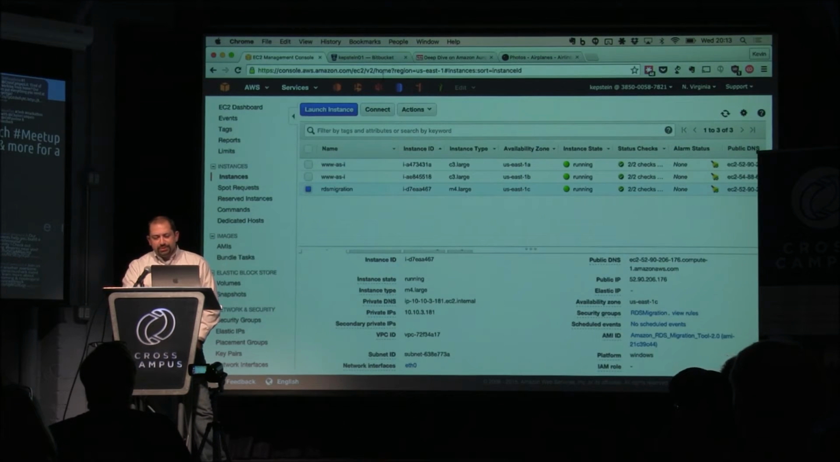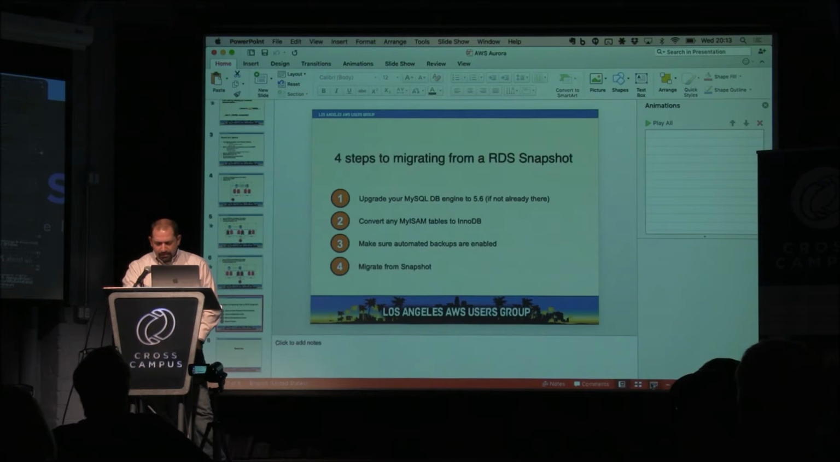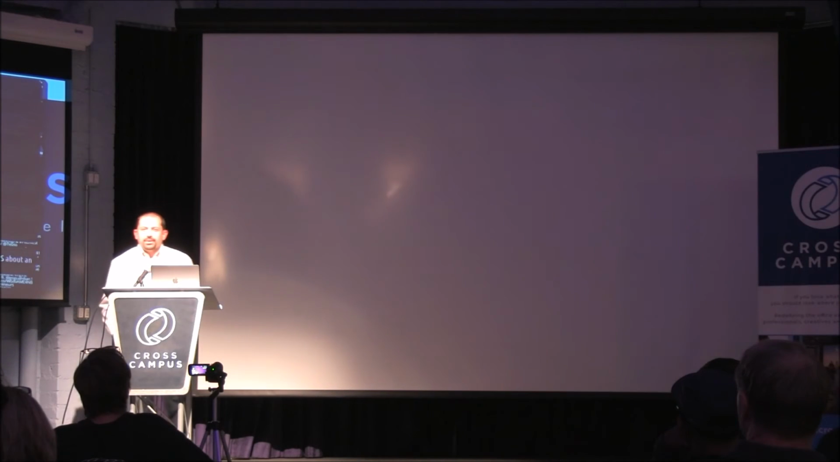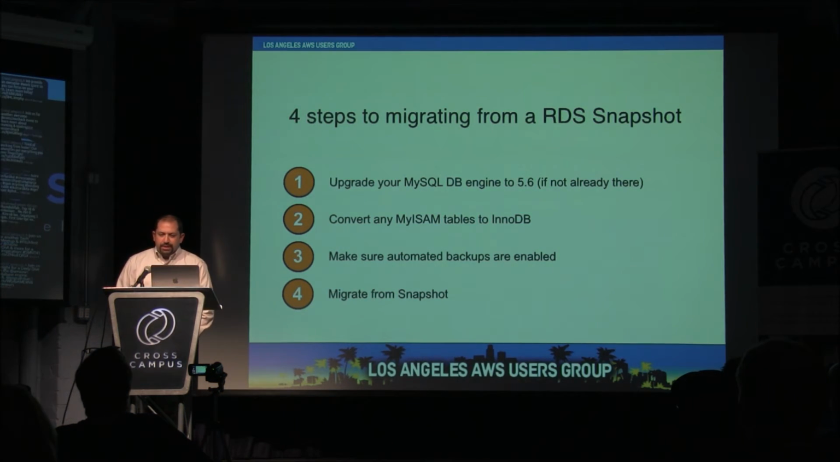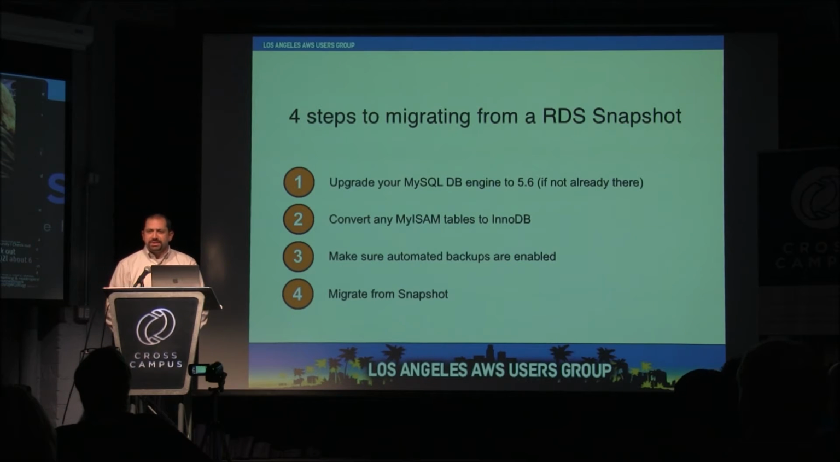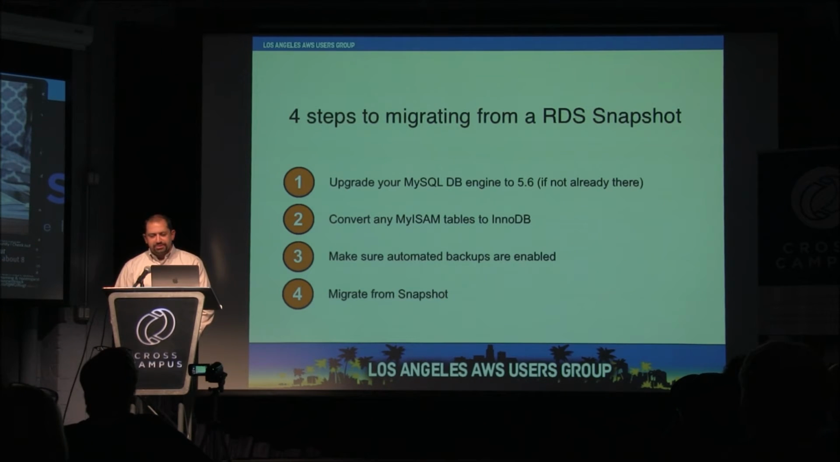There's a couple different ways you can do this, though, and I wanted to show you one slide in particular, this one here. As Debanjan mentioned, because this is essentially compatible with MySQL 5.6 and InnoDB, there's not a lot you have to do. If you want to be lazy, you don't even have to do all of these steps. The right way, though, is make sure that you're running MySQL 5.6. Make sure you convert any ISAM tables to InnoDB.